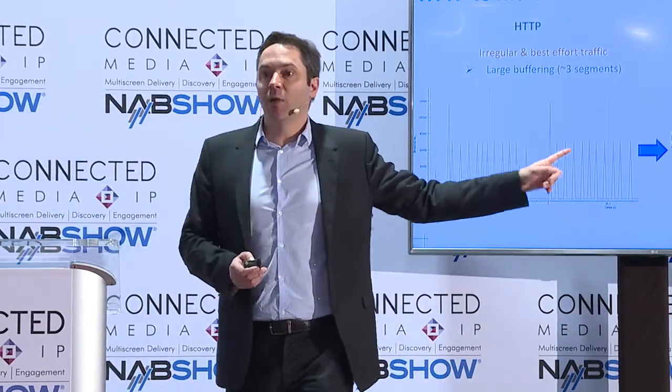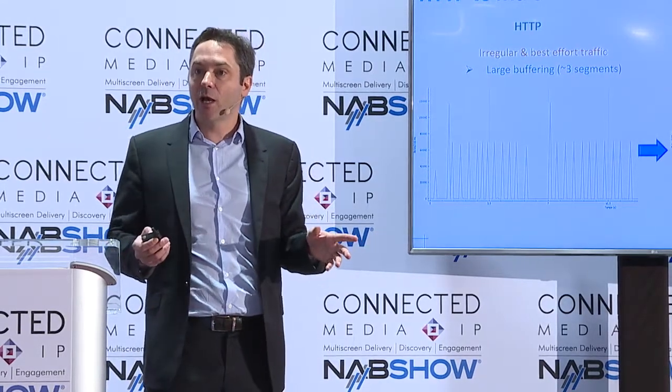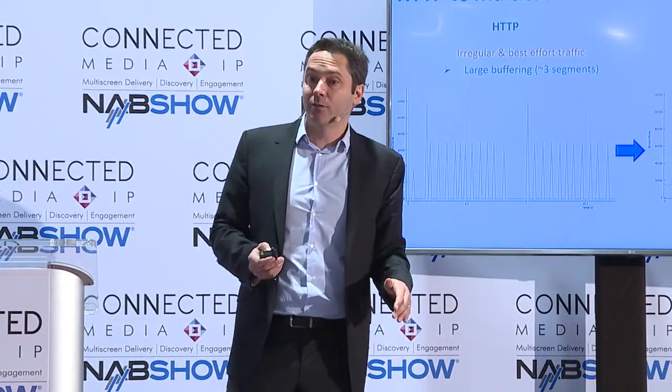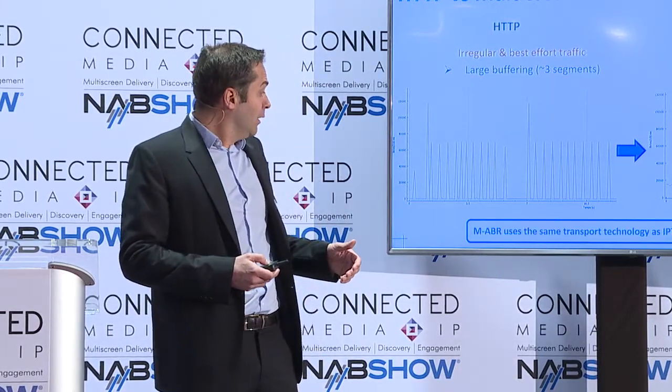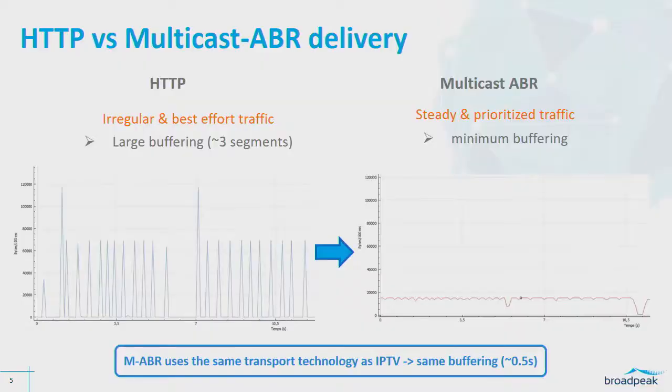Now, when you're using multicast ABR, what's important here is multicast, right? And that's going to work exactly as traditional IPTV, the one with the TS, right? It's multicast, only one stream, so pretty flat here, and it's prioritized. You make sure that the content arrives, is always there, right? So, in the end, here, the buffer you can put on the player is no more than traditional IPTV, right? So maximum half a second, more typically 200, 300 milliseconds. And we know it works.